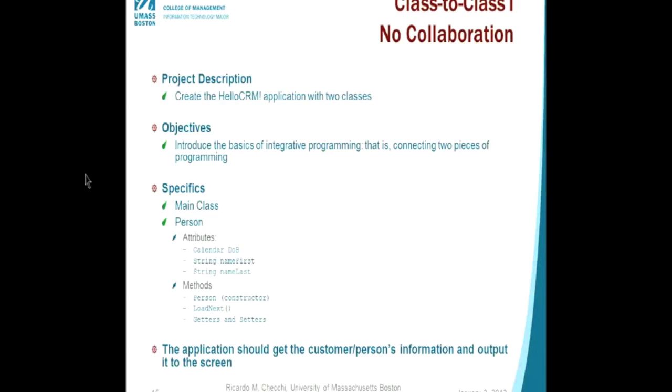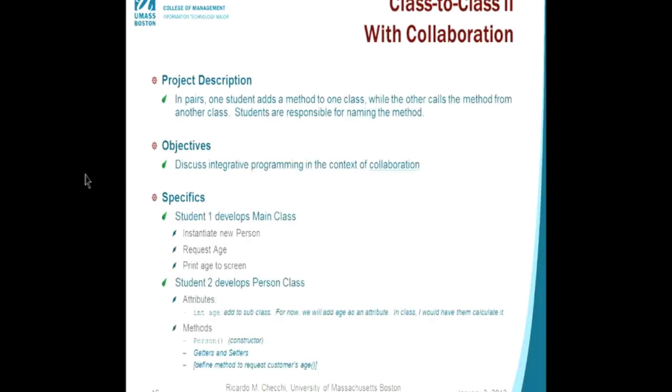It should be a simple project that they could do. On the next one is, let's complicate it just a tad. Now we add collaboration. So we have 2 students, we have the same person class, we just have to add age. H-E, not the letter H. I always say that.